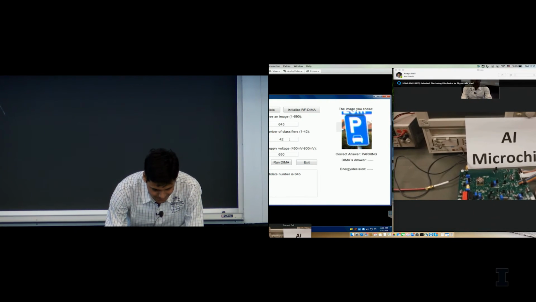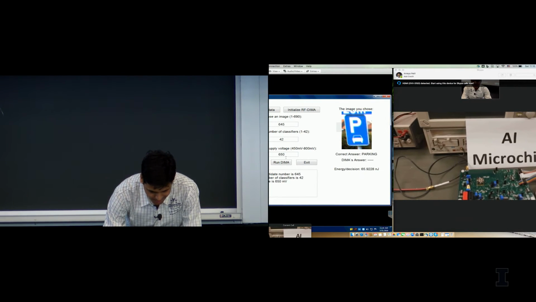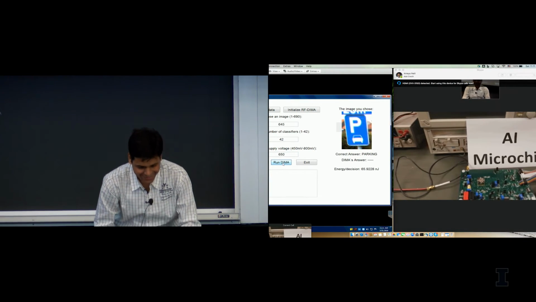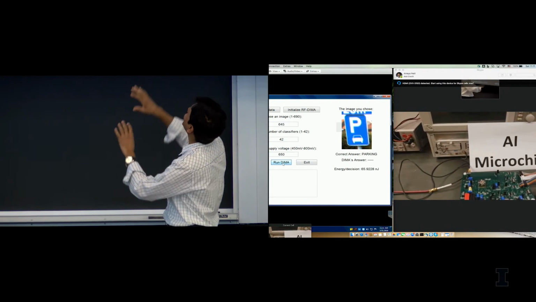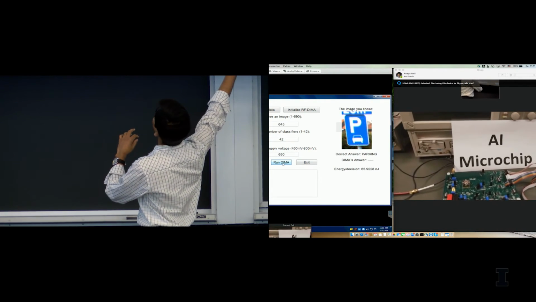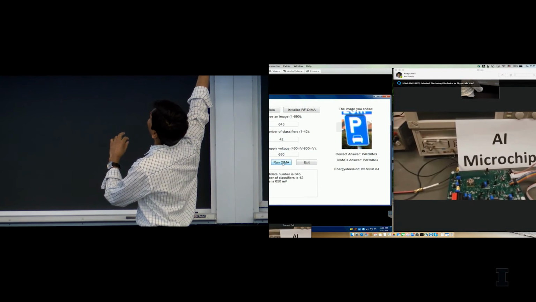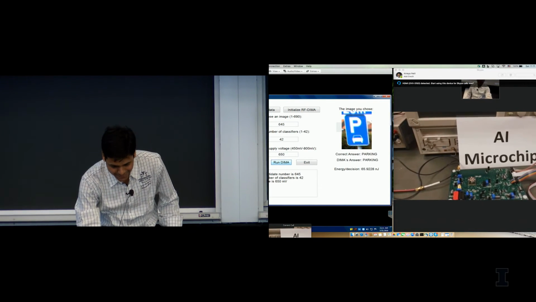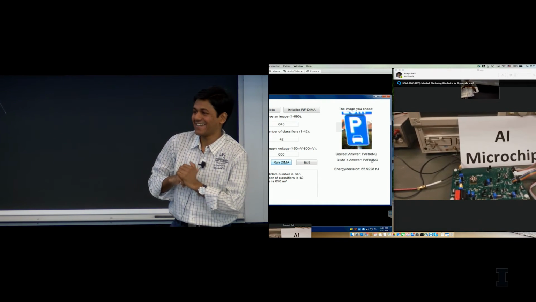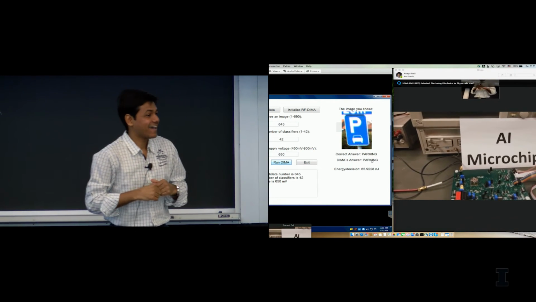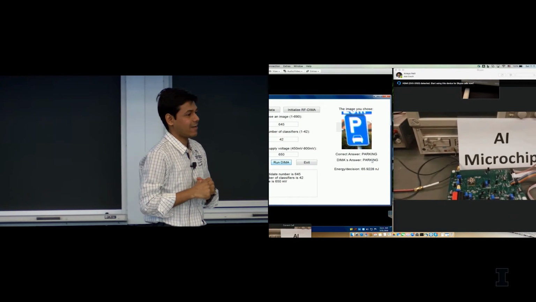And now let me select this. Okay, now let's run, and hopefully it is correct. It's running. It takes some time to take this input and send it to the chip. Okay, parking. There we go. So there is the answer here. Oh, wow. Parking. I'm glad.